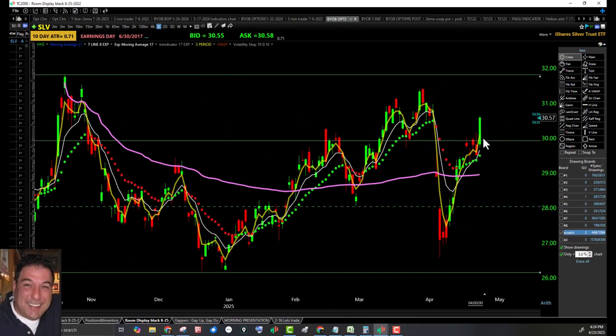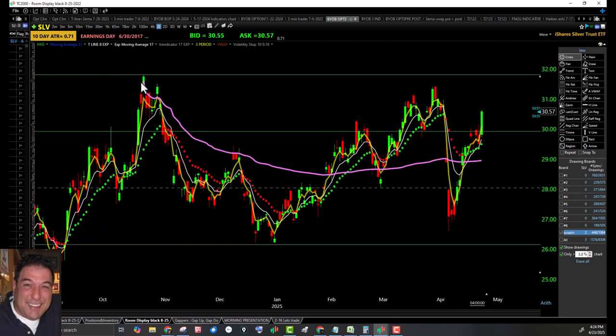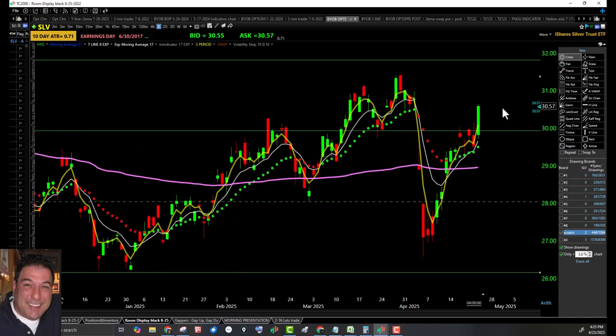SLV, nice candle for today. Higher low, higher high, closing over the bullish trap, over the hooking 17, over the 12-year high anchored VWAP and the 6-month high anchored VWAP. Up here in quadrant 4, that's bullish.